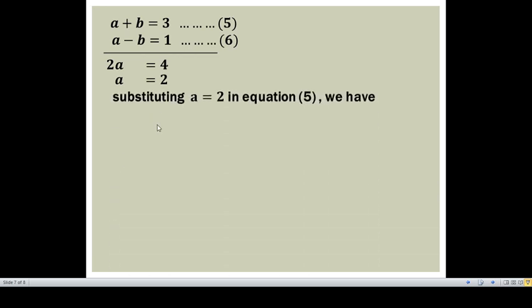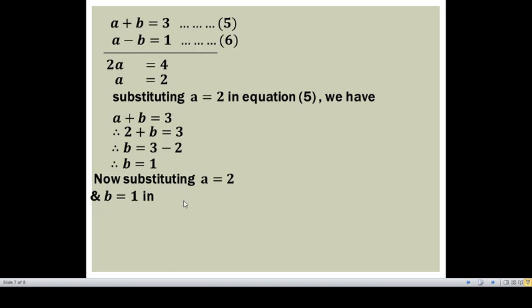Substituting a is equal to 2 in equation 5, we have 2 plus b is equal to 3. Then b is equal to 3 minus 2. So b is equal to 1. So we get a is equal to 2 and b is equal to 1. But a and b are not the original variables of our given equations. So substituting a is equal to 2 and b is equal to 1 in a is equal to 1 upon x minus 2 and b is equal to 1 upon y plus 3.